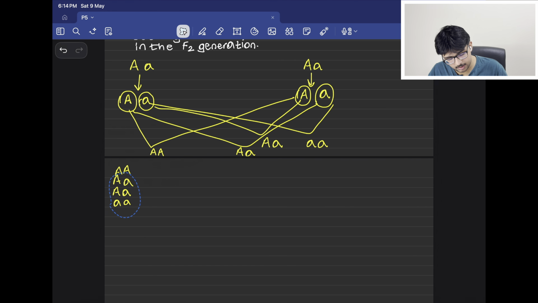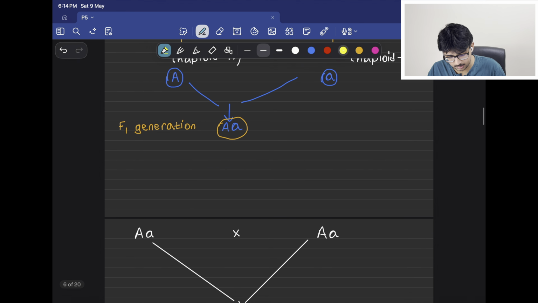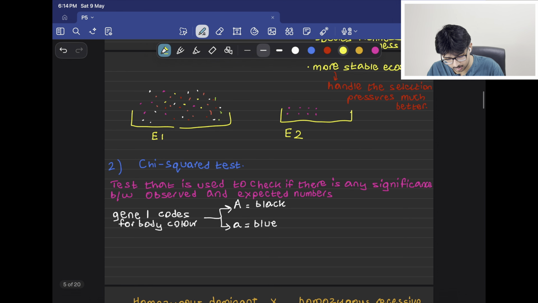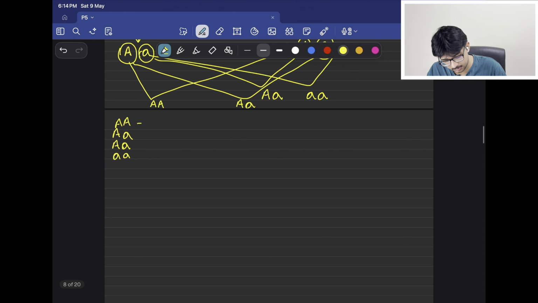Let's try to write down the phenotypes for these. What's the dominant trait? Black. So this is going to be black. Then this is also black. The third one, which is also heterozygous, is also black. And the last one is blue. So it's just two phenotypes, either black or blue.